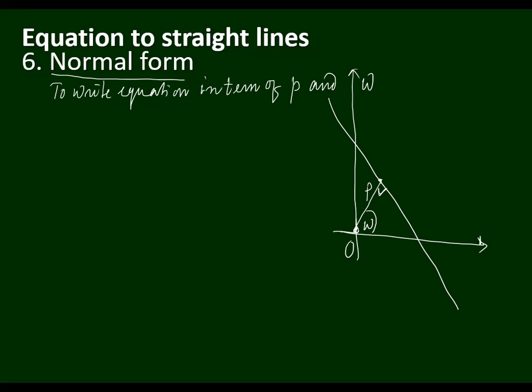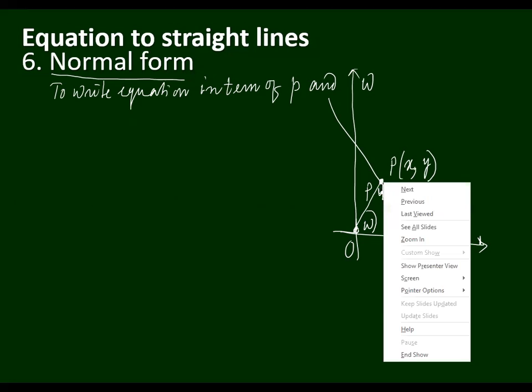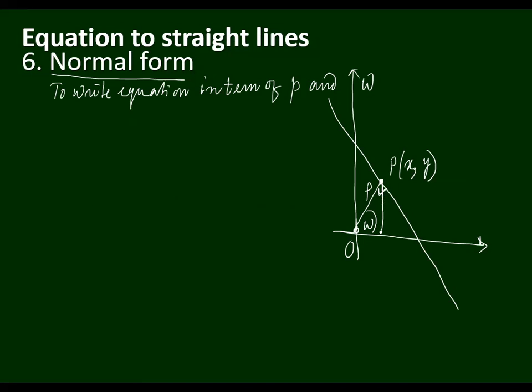So I'm writing this point as P, whose coordinate is x comma y. It is a variable point, x comma y. Now I will apply trigonometry here. Let the foot be point A, then OA is x, and AP is y. I'll write x in terms of omega and p.